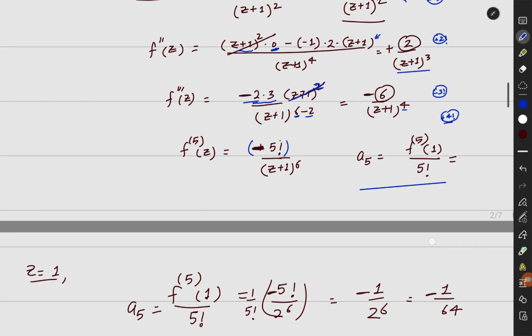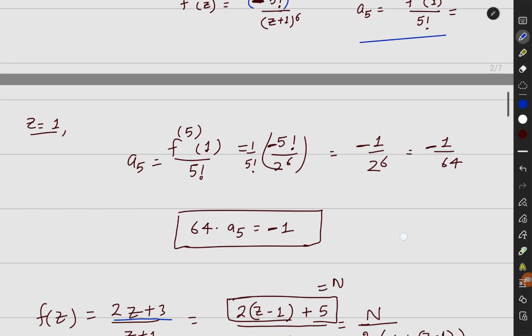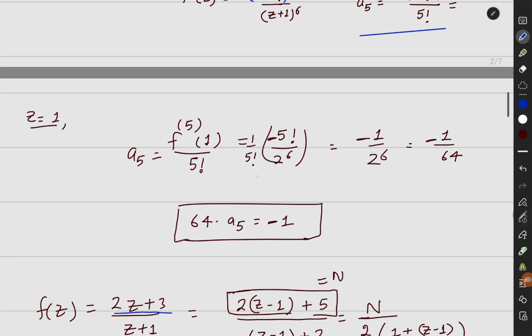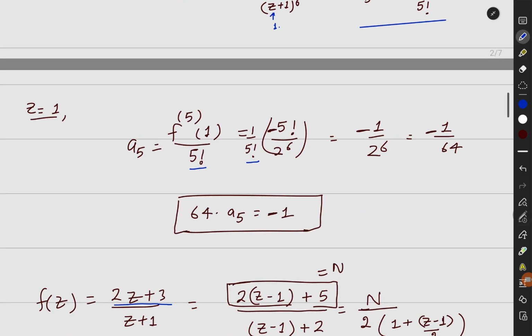So put the value z equal to 1, divided by 5 factorial, right? So here it is, 1 upon 5 factorial, this 5 factorial we are taking outside. So the fifth derivative at 1 is equal to minus 5 factorial divided by 2 power 6. The 2 power 6 is because we are putting 1 here, so it is 2 power 6. So 5 factorial gets cancelled, and it becomes minus 1 divided by 2 power 6, which is equal to minus 1 divided by 64.